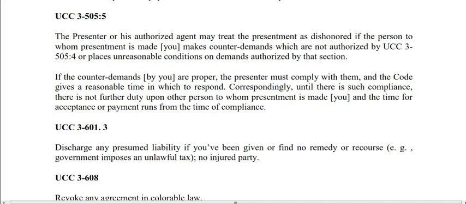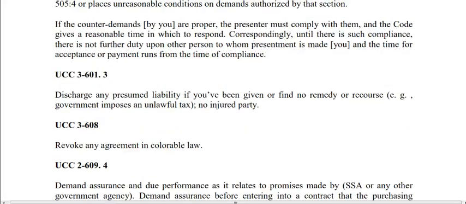UCC 3-505. The presenter or his authorized agent may treat the presentment as dishonored if the person to whom presentment is made makes counter demands which are not authorized by UCC 3-505, or places unreasonable conditions on demands authorized by that section. If counter demands are proper, the presenter must comply with them, and the Code gives a reasonable time in which to respond. Correspondingly, until there is such compliance, there is no further duty upon the other person to whom presentment is made, and the time for acceptance or payment runs from the time of compliance.